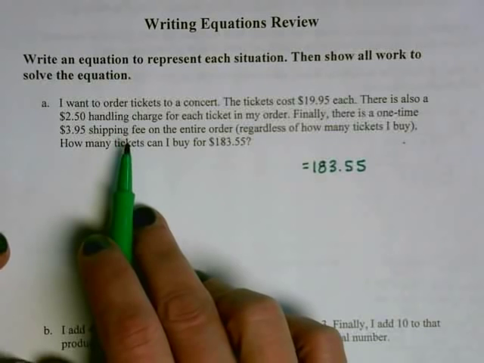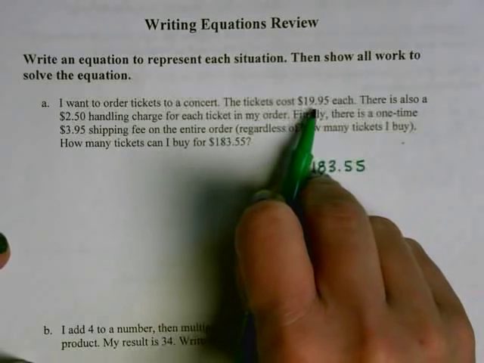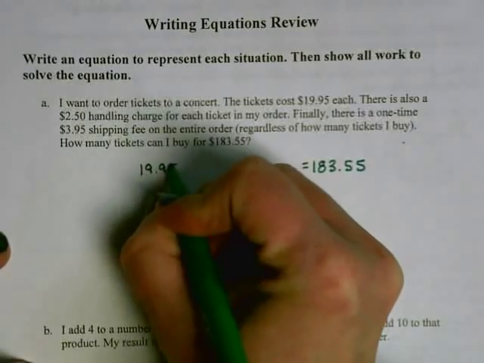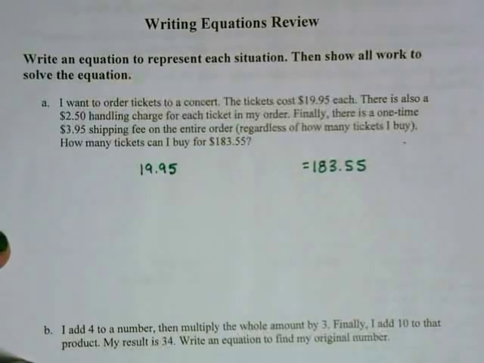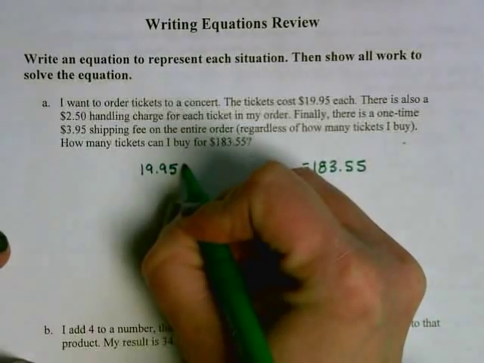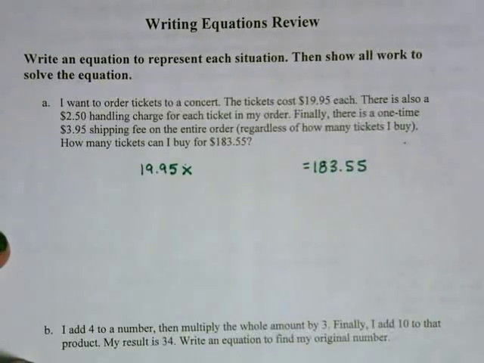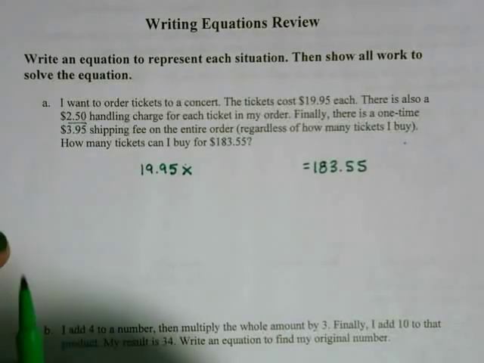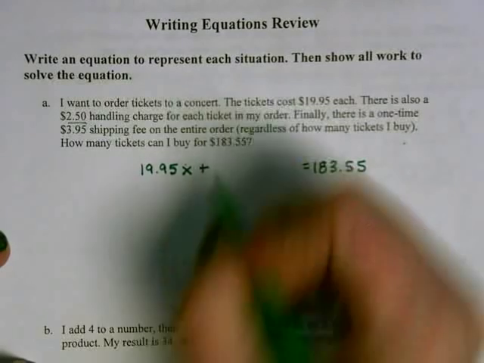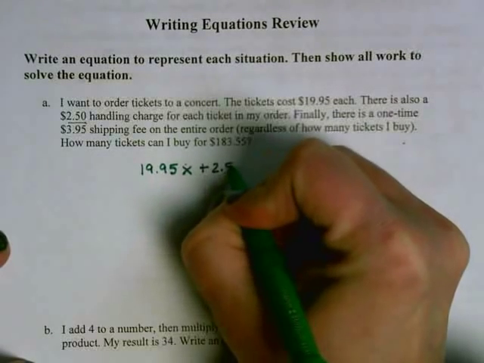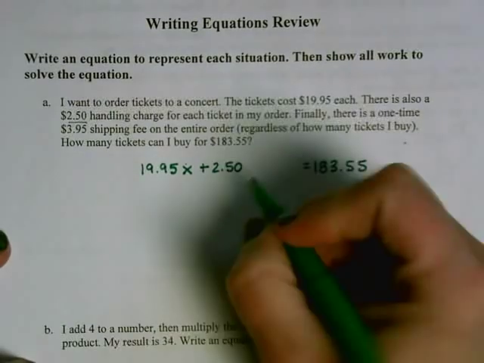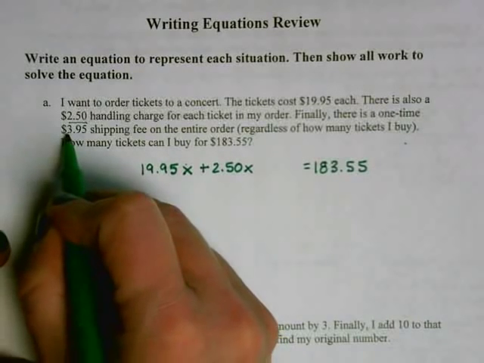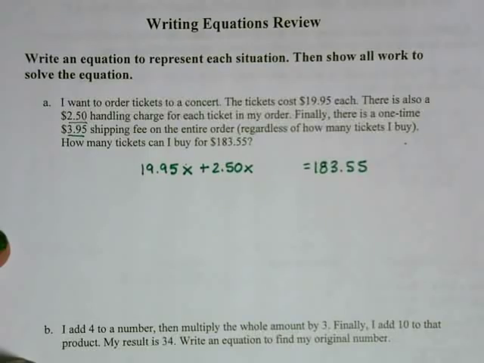So there's a couple of ways we could do this. I could say, all right, tickets are $19.95 each. Do I know how many tickets I buy? No. So I could say $19.95 per ticket, so maybe times x or times t. That's going to go into my cost. But also there's this $2.50 handling charge for each ticket. So in addition to that, plus I've got to pay $2.50 per ticket again. So if it's per ticket, it's going to be multiplied by how many tickets I buy. Then there's a one-time $3.95 shipping and handling charge, or shipping fee, on there.